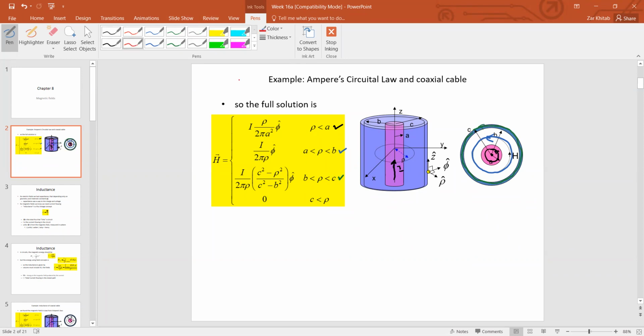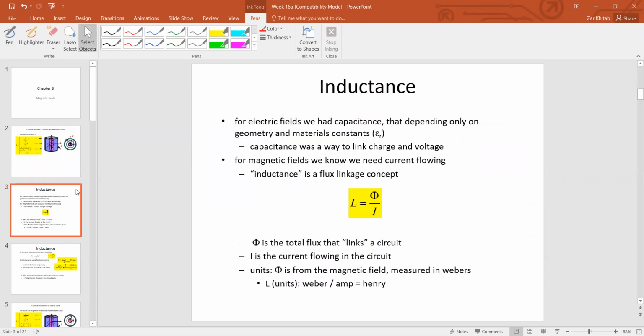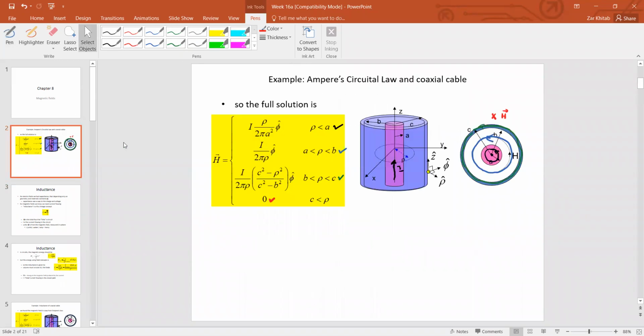We also saw that the magnetic field intensity outside the conductor is zero. There is no magnetic field intensity outside the conductor. Then we calculated the inductance. We said if the magnetic field intensity exists inside the inner conductor, inside the gap, and inside the outer conductor, there's inductance inside the inner conductor, inside the gap, and inside the outer conductor.